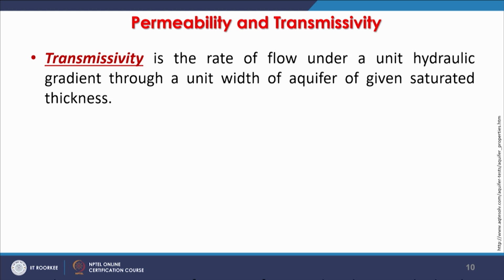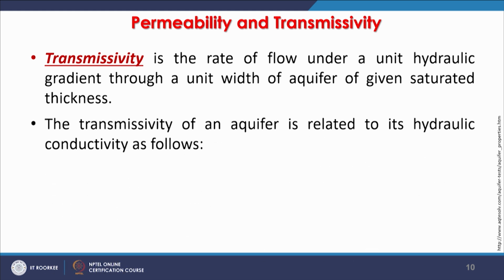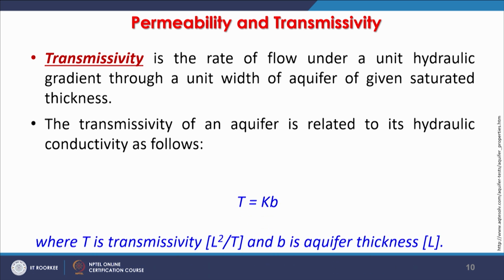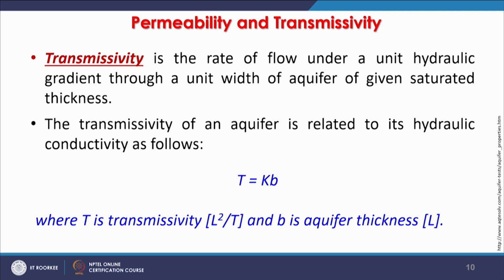So, as we have seen, transmissivity is the rate of flow under a unit hydraulic gradient through a unit width of an aquifer of a given saturated thickness. Now, transmissivity of an aquifer is related to hydraulic conductivity through the relation T equal to Kb. Here we have the transmissivity T, which is L square upon T, and b is the aquifer thickness, or L also in that sense, length or thickness. Here we are talking about the thickness of the aquifer. So, again there is a direct proportionality.